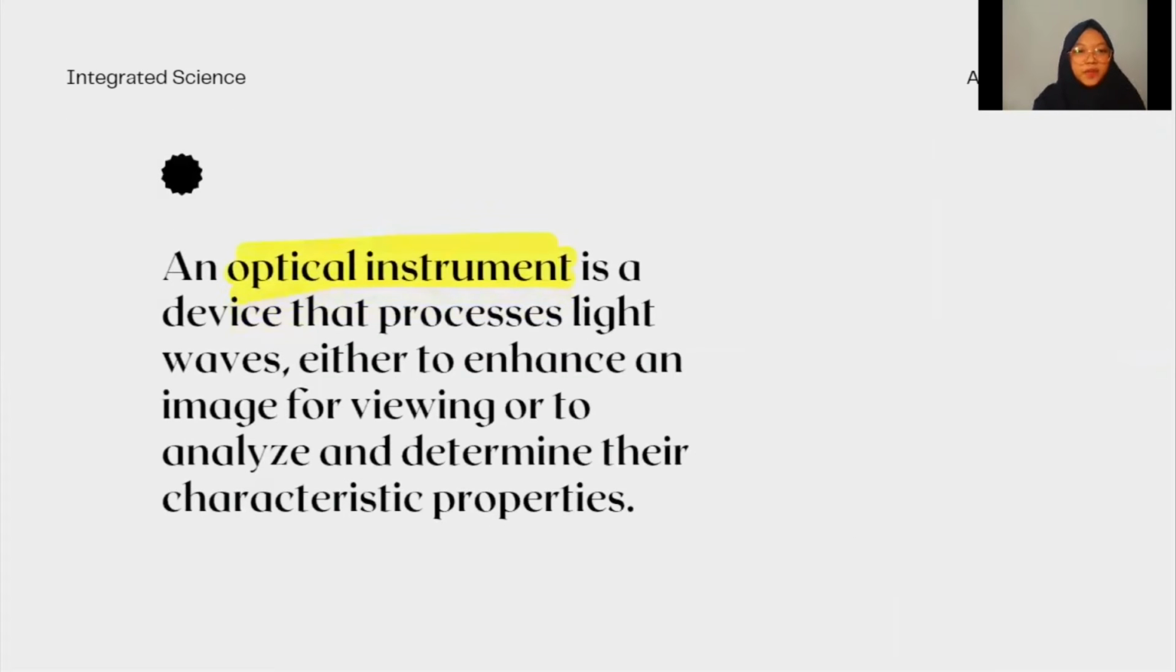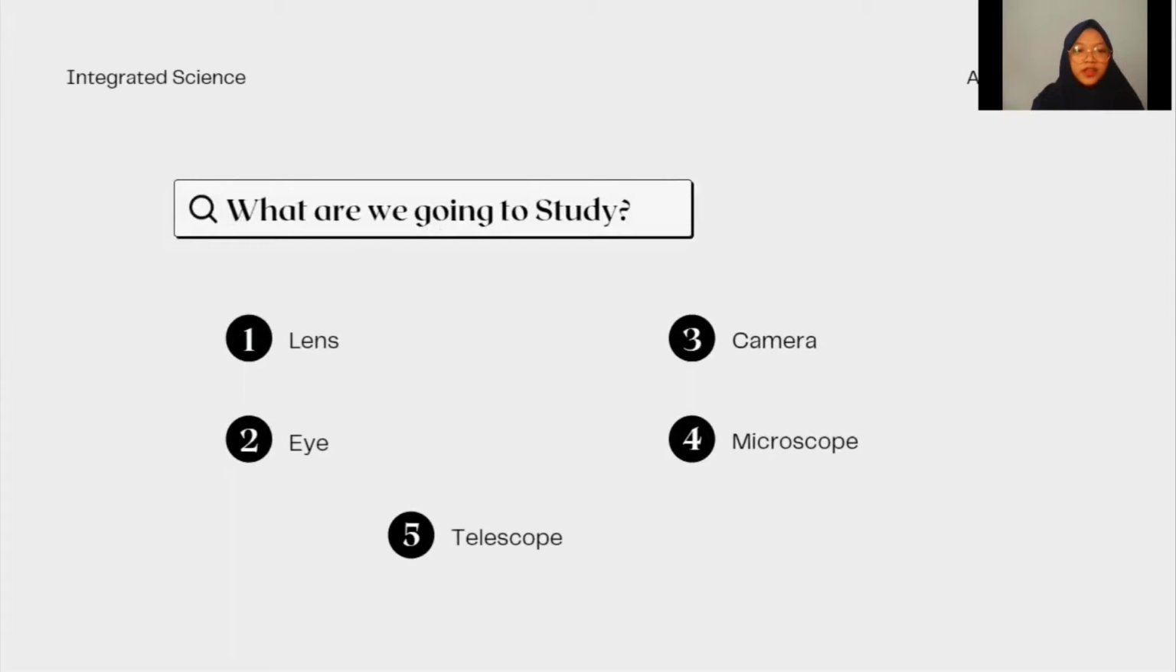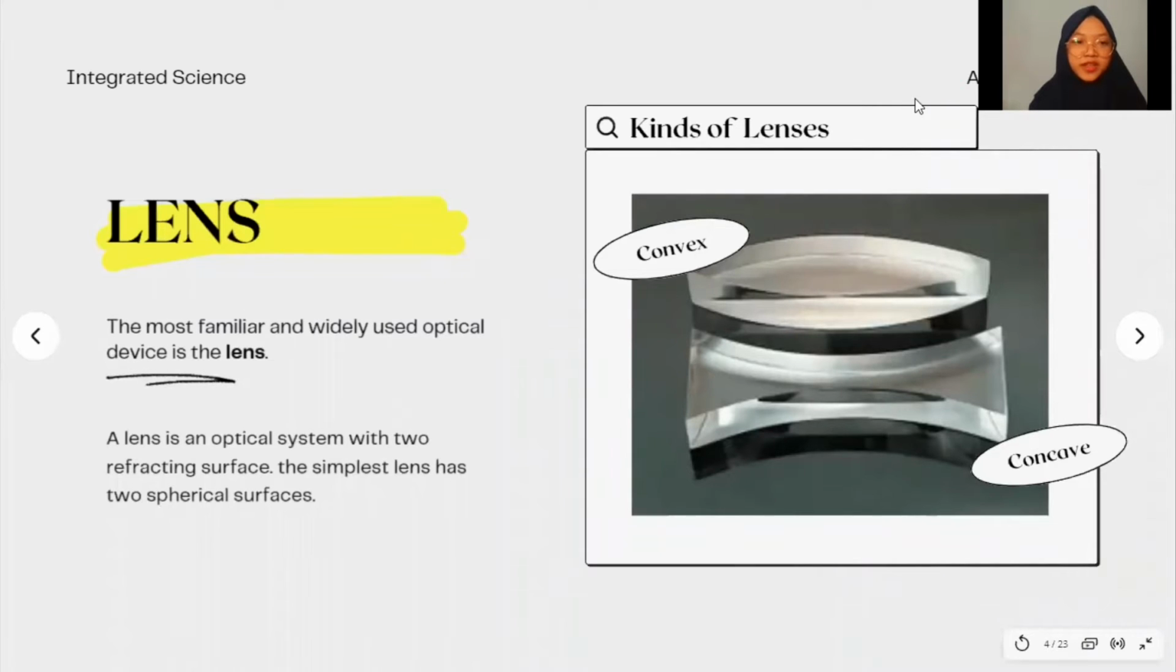So what is optical instruments? An optical instrument is a device that processes light waves either to enhance an image for viewing or to analyze and determine the characteristic properties. So in this video, we're gonna talk about first lens, then eye, camera, microscope, and telescope. So let's begin with the lens.